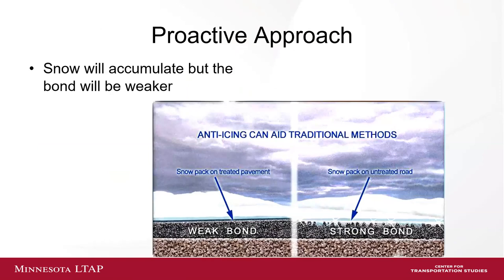So what are some other strategies that we can take to maximize our snow and ice removal efforts? Well, taking a proactive approach is always a good idea. So getting out there and applying some material to the roadway surface before an event is really very helpful. Now, if it's a snow event and you're still going to get accumulation, the bond between the snow or ice and the pavement will be weaker. Whereas no chemical was applied on this right-hand side, and all those little nooks and crannies fill up with ice and it forms a very tight bond, which makes it very hard to plow off.